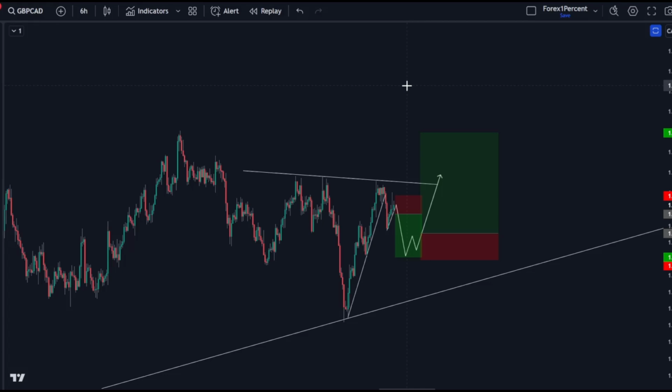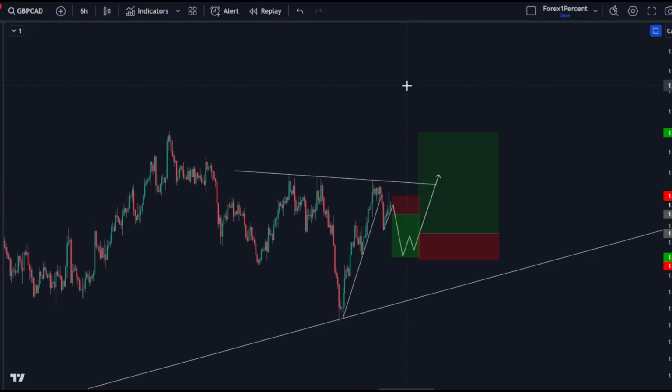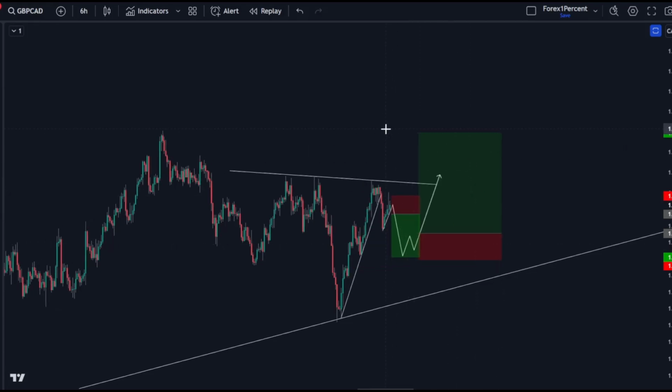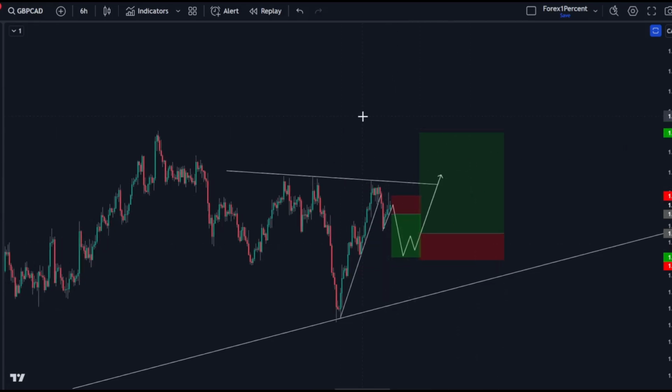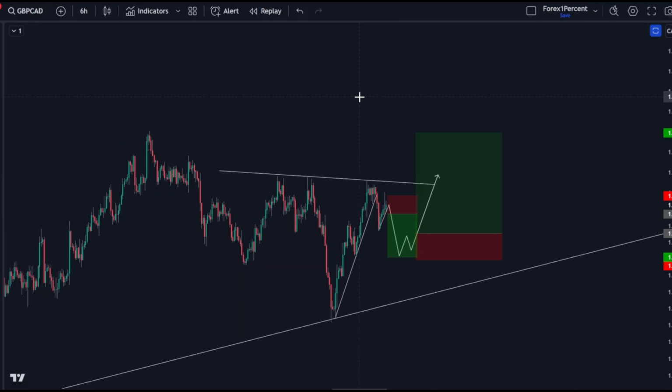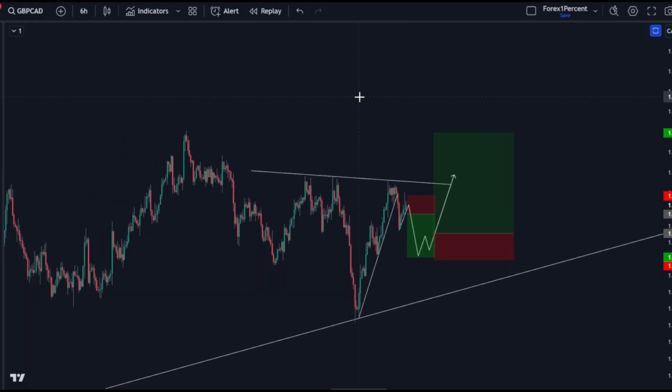First one, we have GBP CAD on the 6-hour time frame. You can see it kind of looks a little crazy right here, but I'll explain two different setups that I'm looking at. One that I'm forecasting and one that I'm looking at taking early on in the week. So you guys can see where we're at right here on the 6-hour time frame.